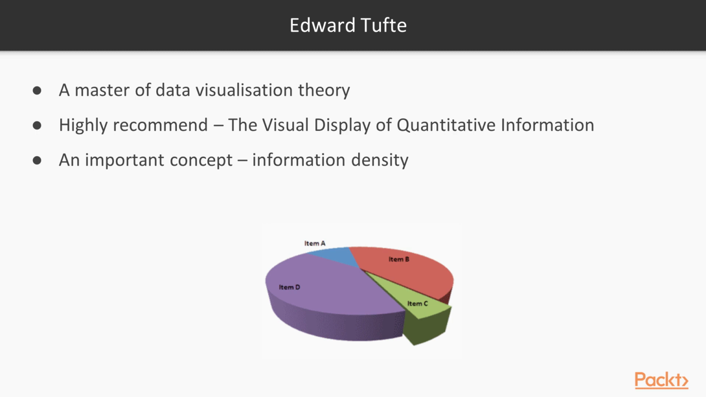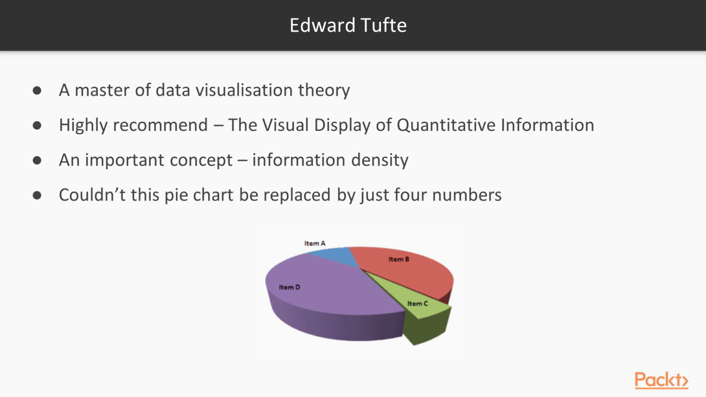So think of it this way. If we have a pie chart like this one that shows the sizes of 4 items, wouldn't it be clearer if we just replaced this by 4 numbers? The pie chart uses a lot of color, a lot of shadows, a lot of fancy effects here, and in the end, the information it conveys is just these 4 numbers. So maybe it would have been better to use a table in this case, or maybe just describe the numbers in text.